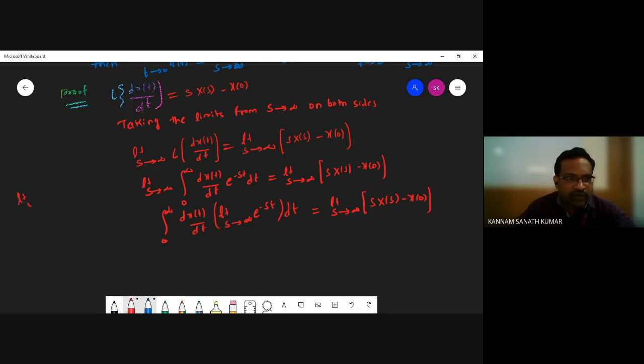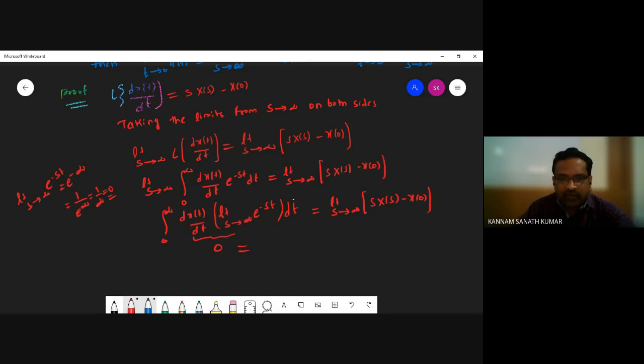If you apply the limits, what you are getting? The limit as s tends to infinity of e^(-st). So this is equal to e^(-infinity), which is 1 by e^infinity, so this is 1 by infinity. So what you are getting is 0. So the total overall value becomes 0. I applied the limits, so I calculated this value. This value becomes 0, and 0 into something is 0.